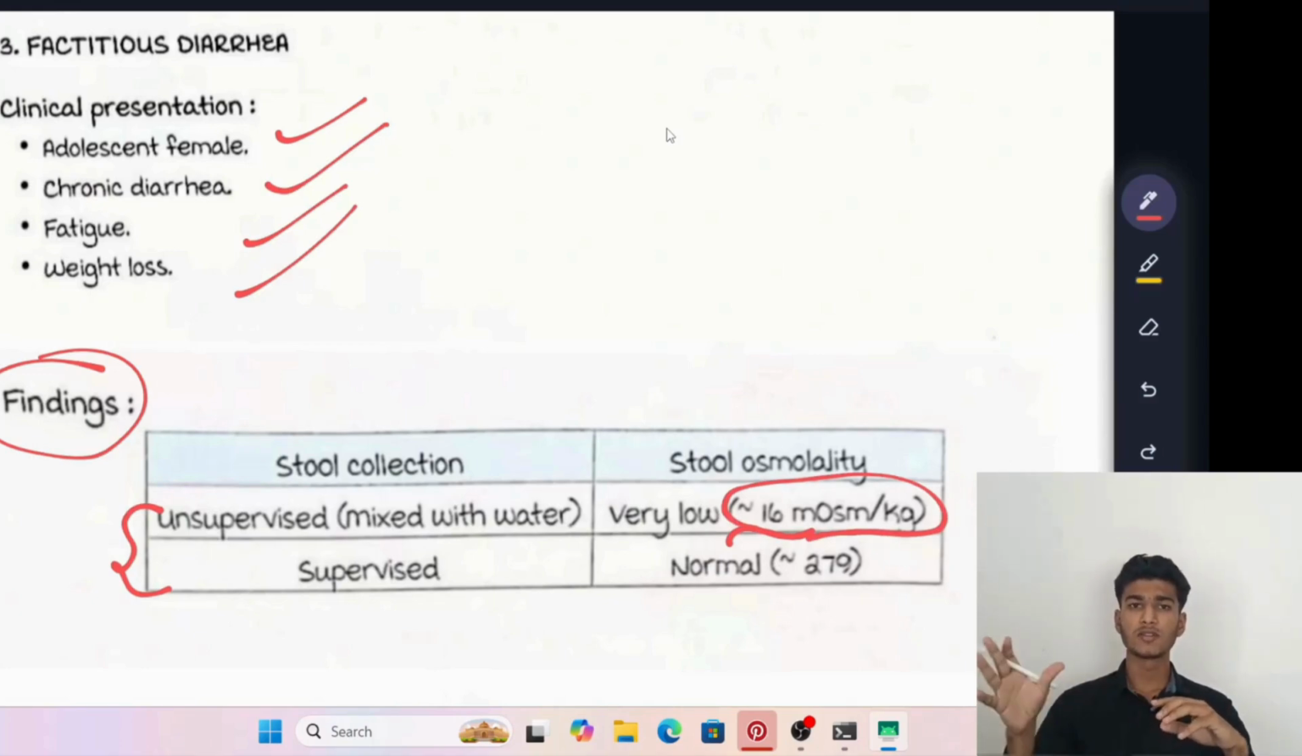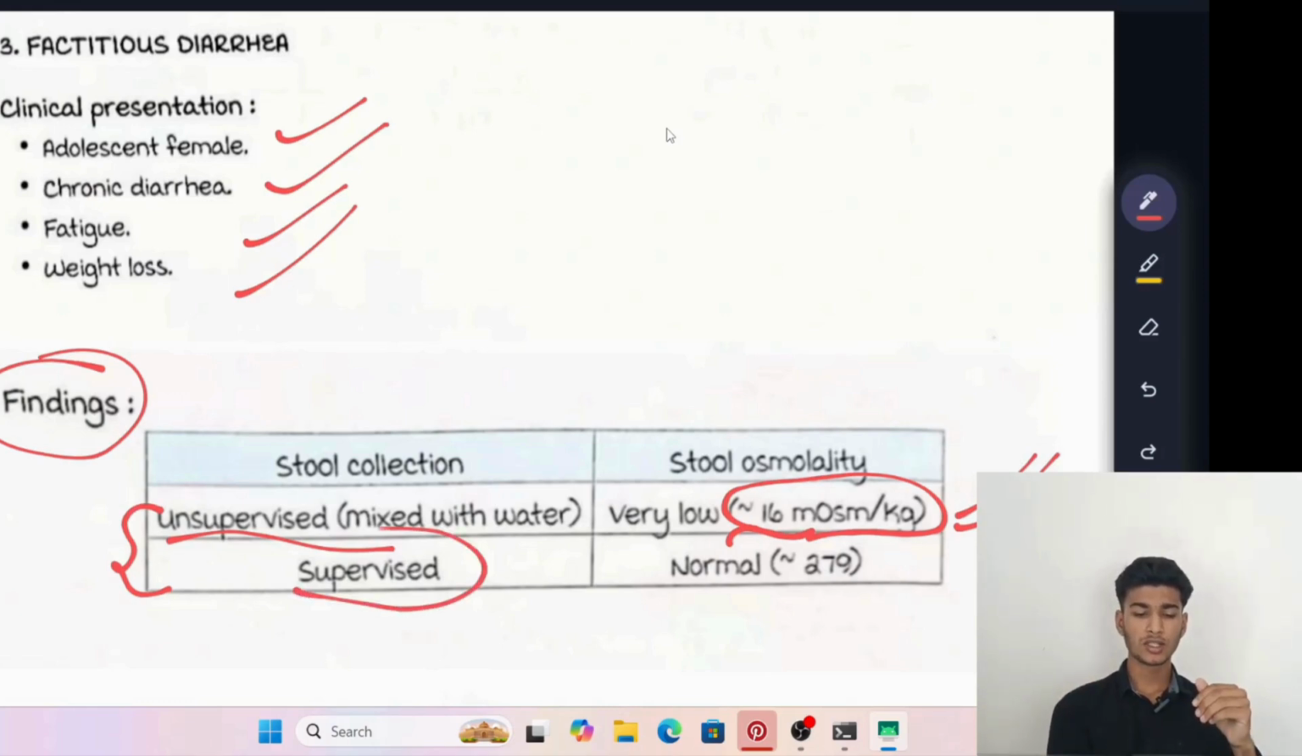If the osmolarity is very low, then you can get a suspicion that the stool has been diluted. The patient will pour tap water inside the stool sample, and you will get a very low osmolarity, because the osmolarity of tap water is very low. It is like 0 to 5 milliosmol per kg. So you'll find that in unsupervised stool you are getting very low osmolarity, and so you are getting misfindings.